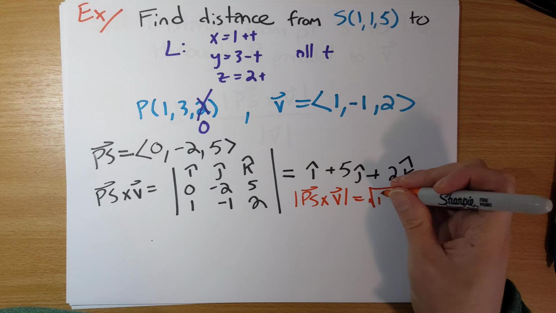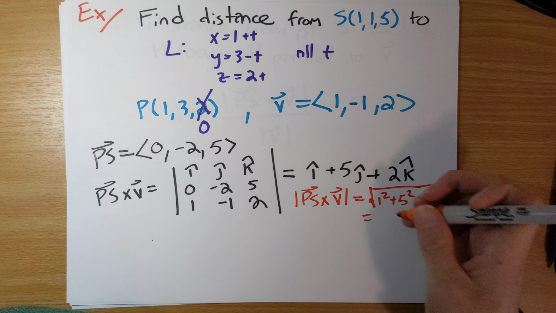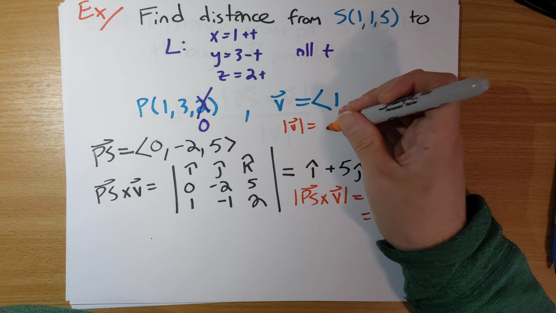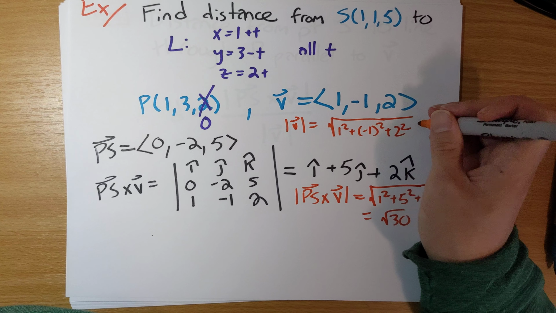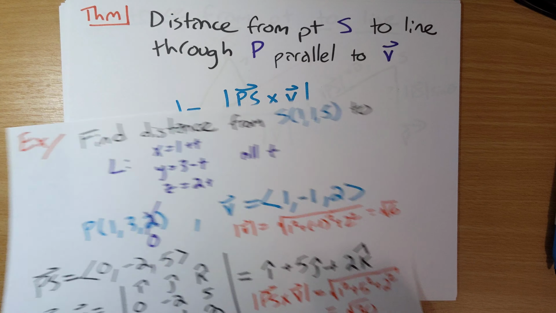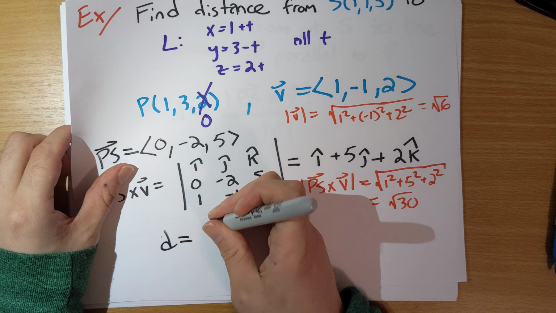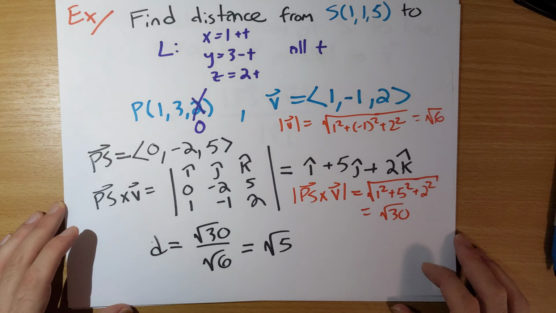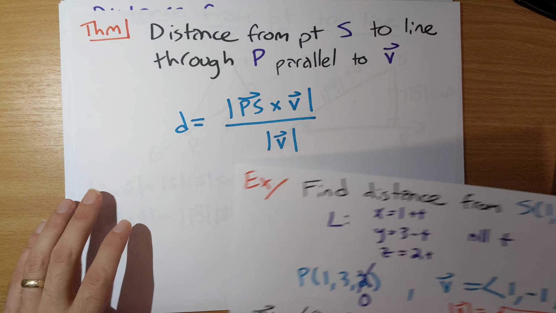So now to finish the problem, the magnitude of PS cross V is going to be the square root of 1 squared plus 5 squared plus 2 squared. That's the square root of 30. And the magnitude of V is the square root of 1 squared plus -1 squared plus 2 squared. That is the square root of 6. So what is our distance? Square root 30 divided by square root 6. And that simplifies down to the square root of 5. So that's an application of this new distance formula that we have.